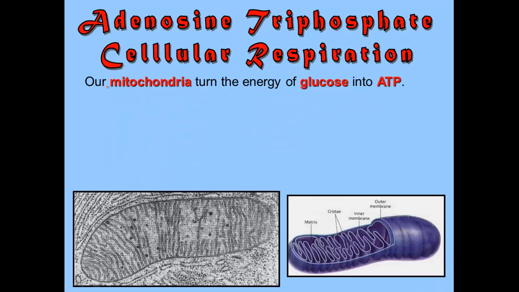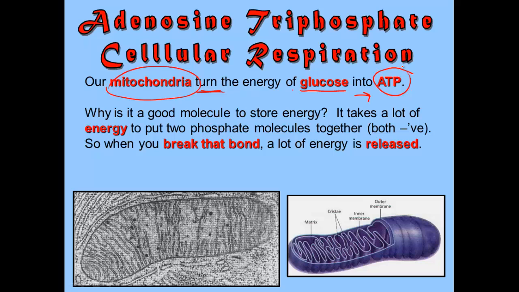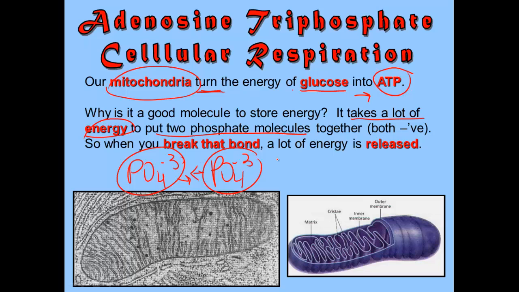Now we already know that the mitochondria makes ATP, and it does that by turning sugar, glucose, into ATP. And the reason that there's so much energy stored in ATP is because it takes a lot of energy to put 2 of those negative phosphate molecules together. So when you use a lot of energy to force those together, that's a high energy bond. And then if you do that with a third phosphate group, it's an extremely high energy bond, and if you break that bond, lots of energy gets released.